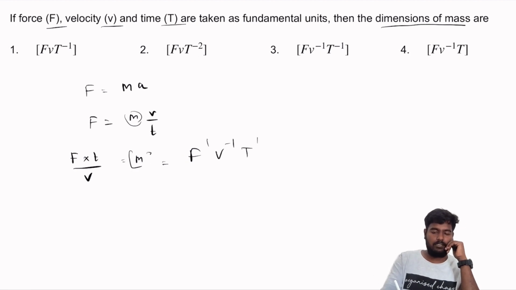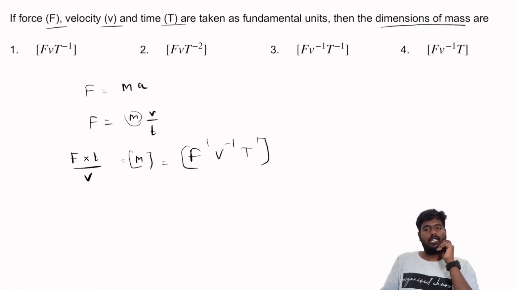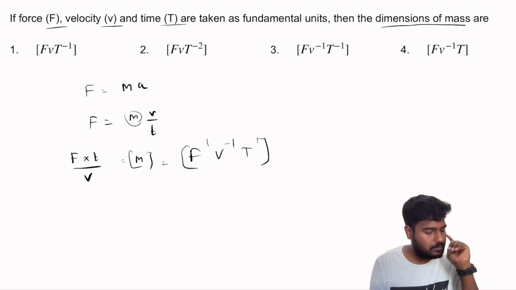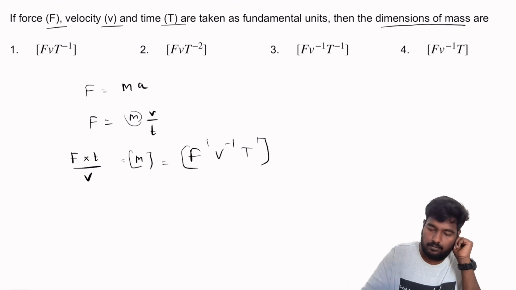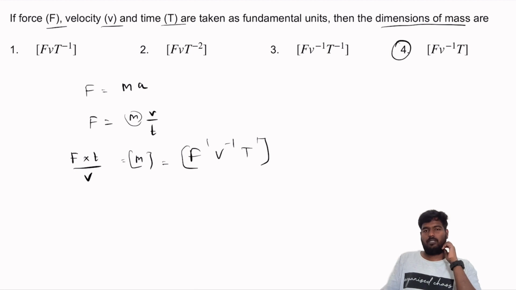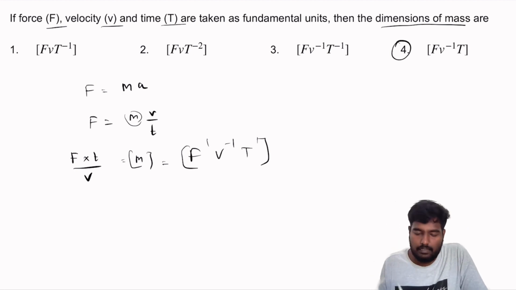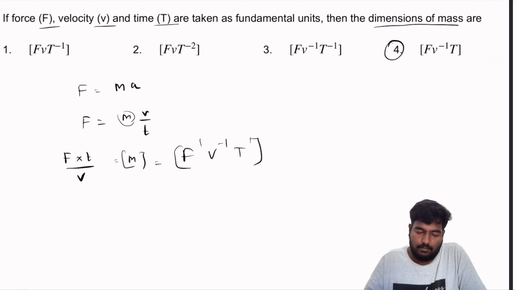So if you take these quantities and multiply, you will get your answer only in mass. That's what this equation means. Do we have that in the options? Option 4 is: force, velocity power minus 1, and time. Now, let's do the mathematical way for some other big questions. It is very easy to understand this way rather than being confusing in this question. Yes, let's move to the next question.